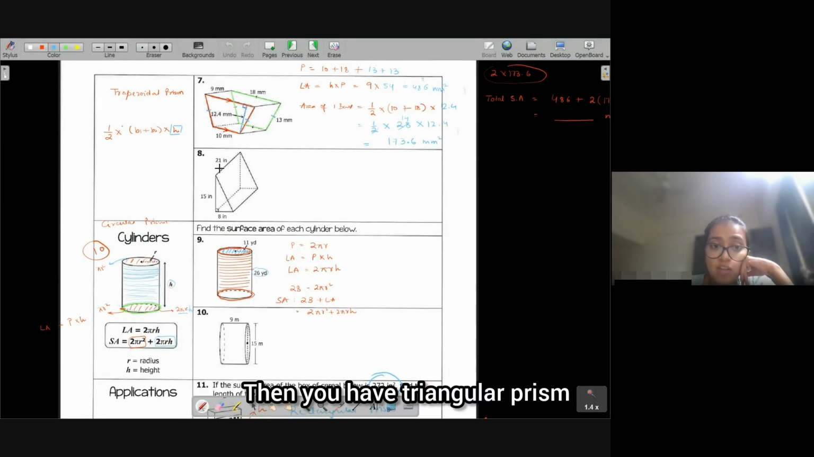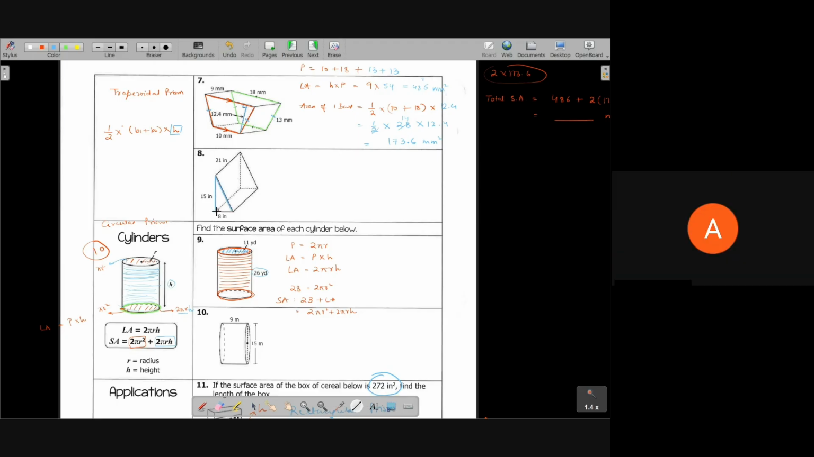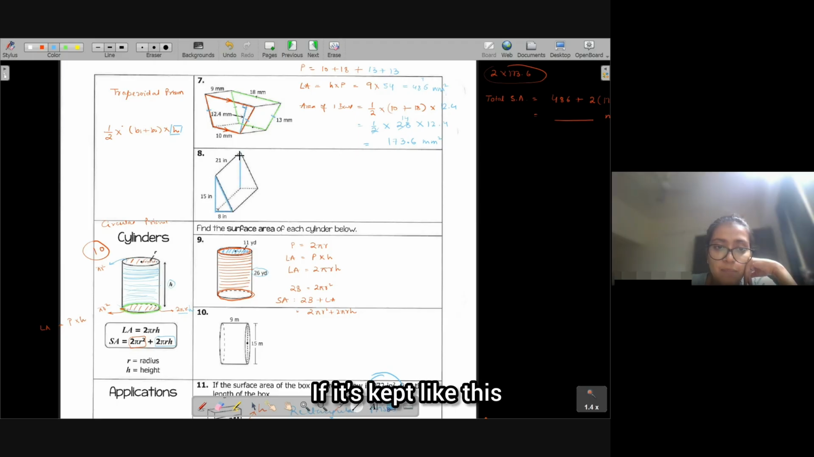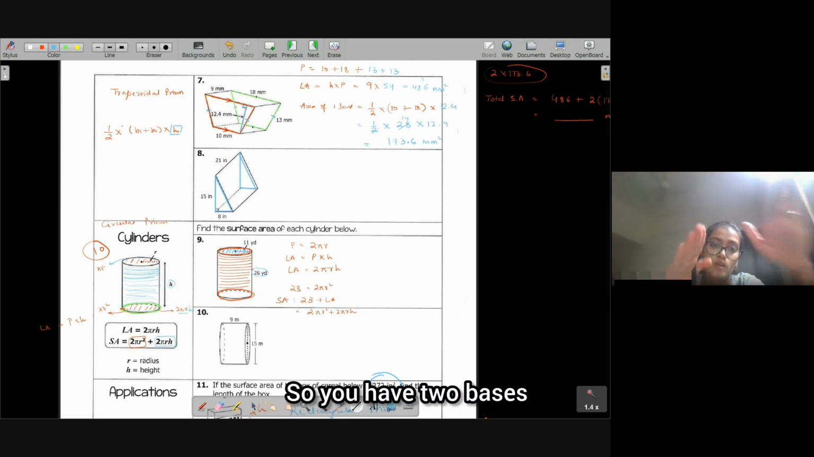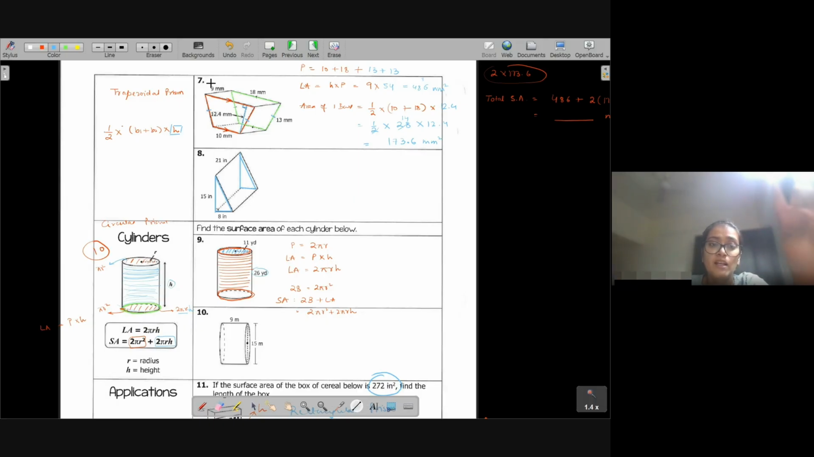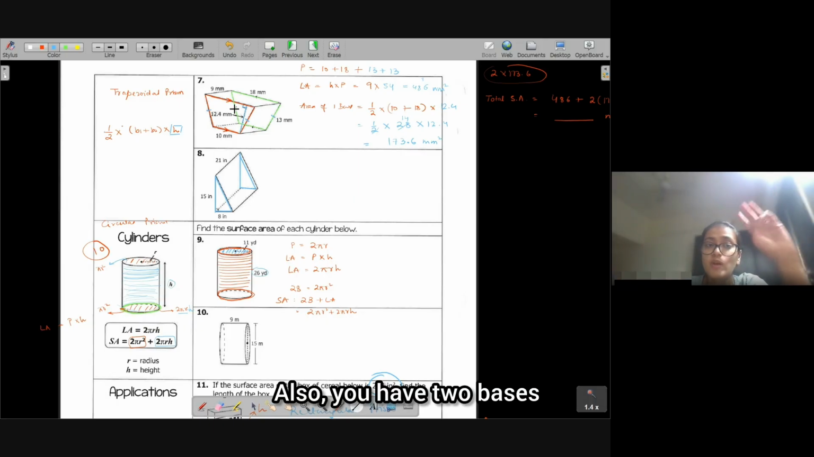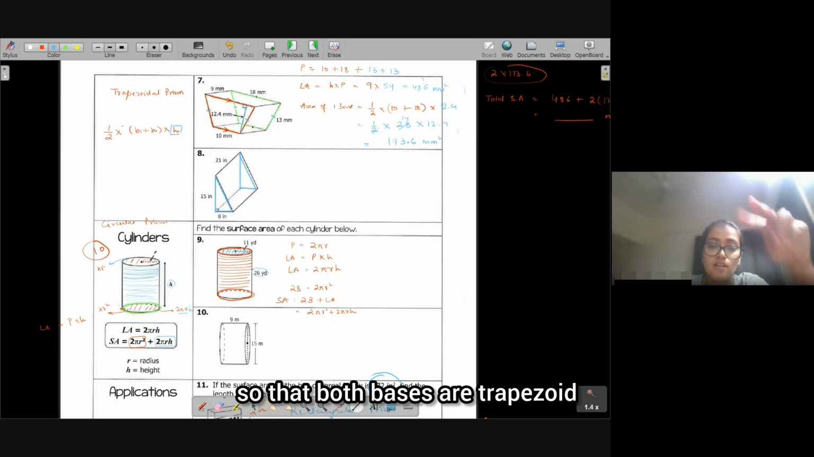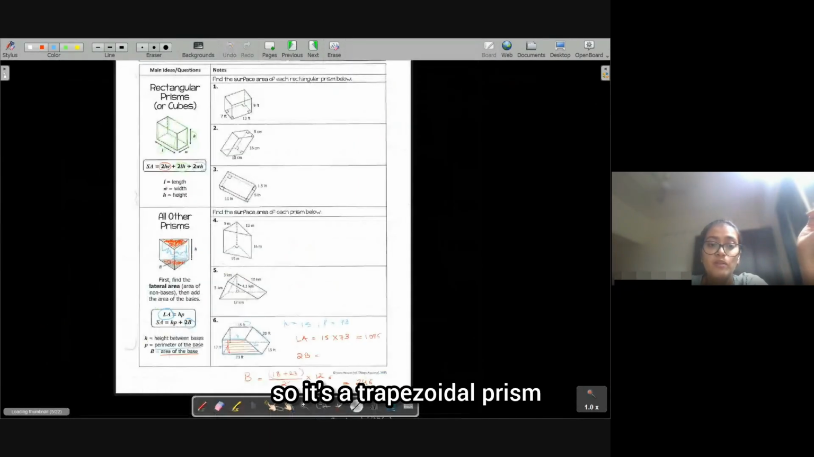Then you have a triangular prism. You have two bases, front and back, if it's kept like this. If you just tilt it, it will be top and bottom. So you have two bases, and those bases are triangular. So that's why it's called a triangular prism. And then number 7 also has two bases. Both bases are trapezoids, so it's a trapezoidal prism.